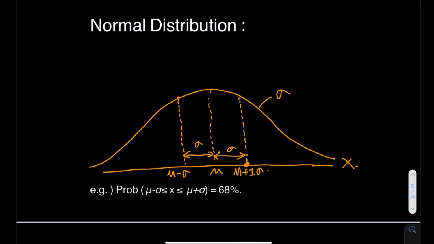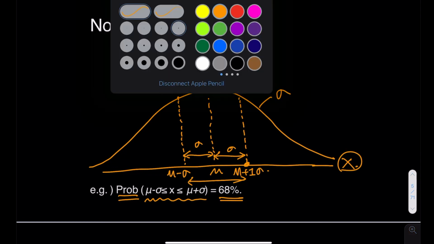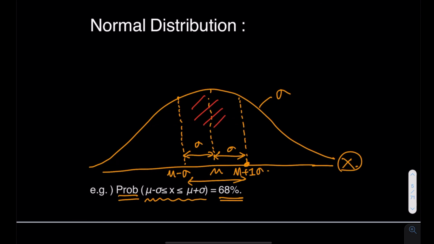So in that case, what is the probability when x has a value between these two points? In other words, the probability of x between mu minus sigma and mu plus sigma is given as 68% here. But what does this 68% mean? 68% actually means the area of this curve. It is 0.68, or it is 68%.